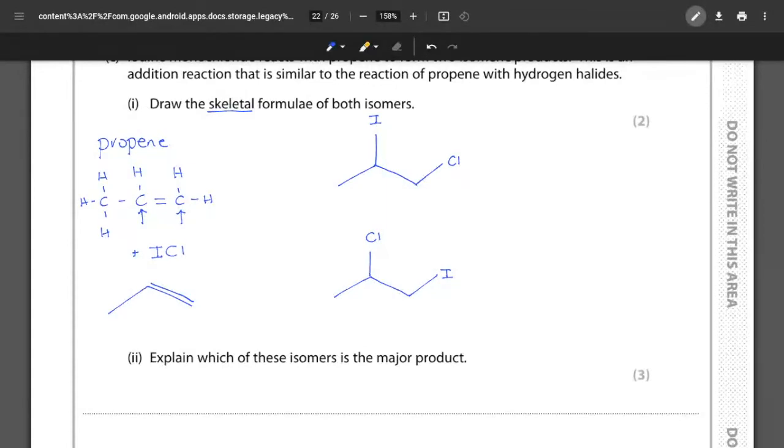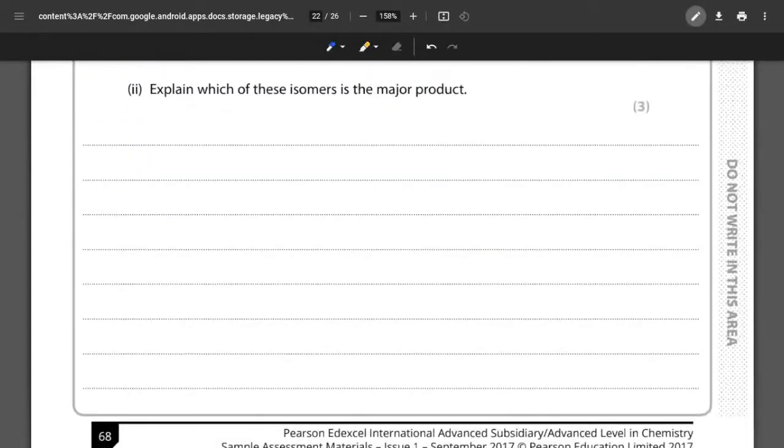We now have to explain which of these isomers is the major product. So what we have to think about again is this is very similar to when you have electrophilic addition of a hydrogen halide. If we have a sort of analogous here, we've got the hydrogen is basically the same as the iodine, because both of these would be our delta positives, and our delta negatives, the halogen, would be the same as the chlorine.